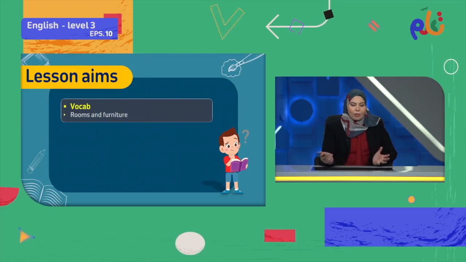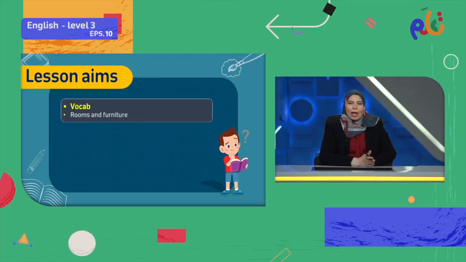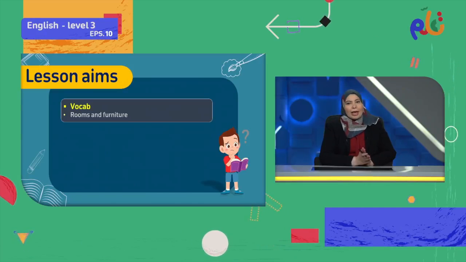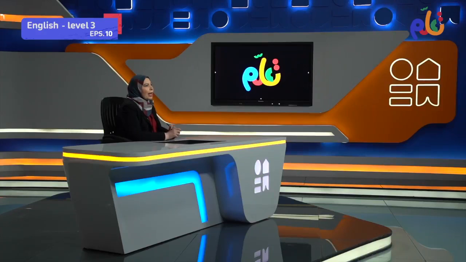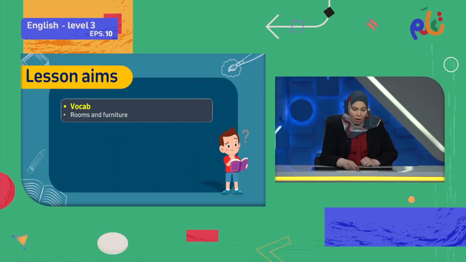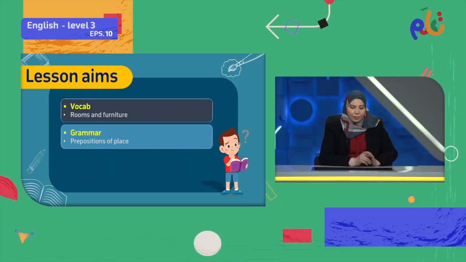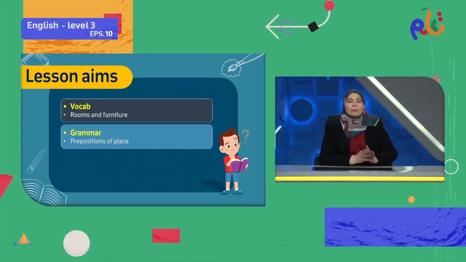So the first thing that we're learning today is vocabulary. For our vocabulary, we're going to learn about rooms and furniture. We're going to look at the rooms that we have in our house and furniture that we can have in there as well. We're also going to have grammar. For grammar, we're going to look at prepositions of place. What will help me describe my house in detail and speak about furniture in detail is prepositions of place.